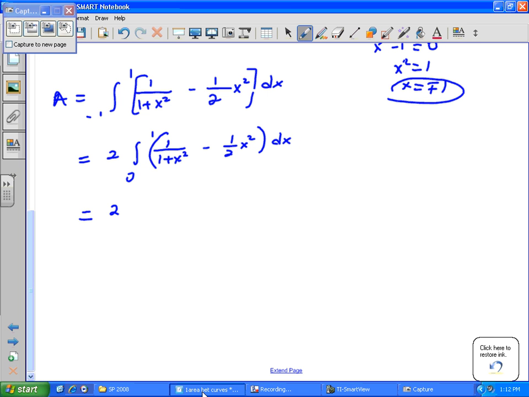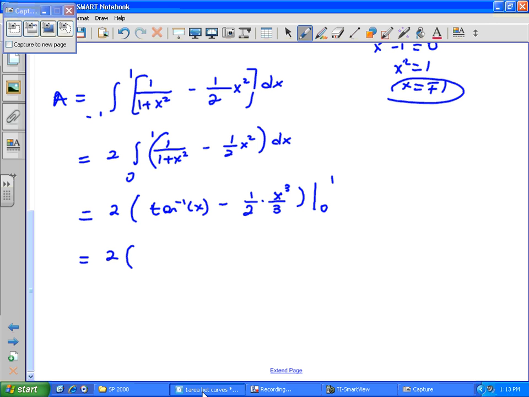Okay, all those integrals that we've learned in the last chapter, these are so simple in comparison, right? How do you integrate 1 over 1 plus x squared? Arctangent, right? And there is no a. A is 1, so it's just going to be tan inverse of x. And minus 1/2. Integrating x squared is just as simple as x cubed over 3, going from 0 to 1.